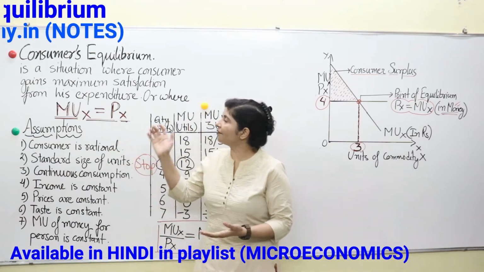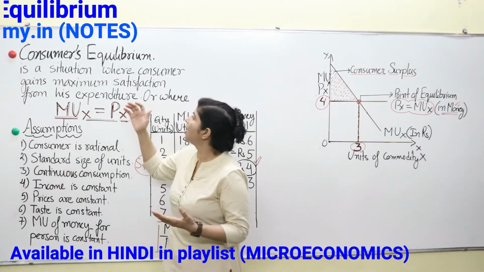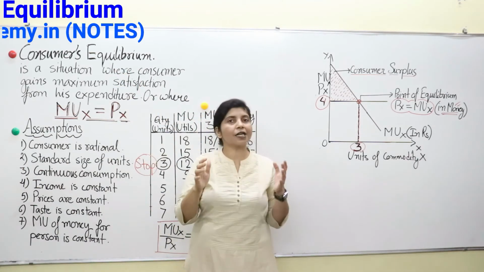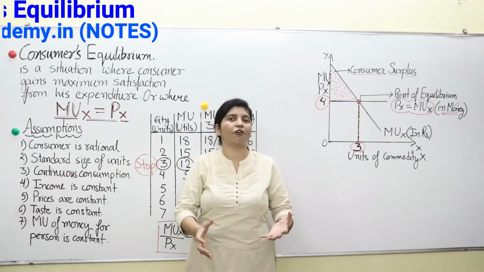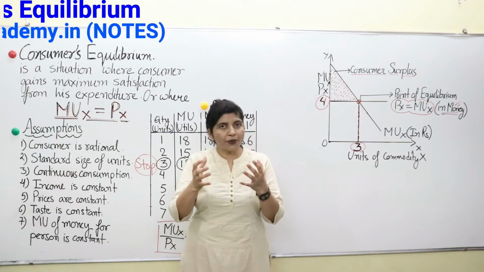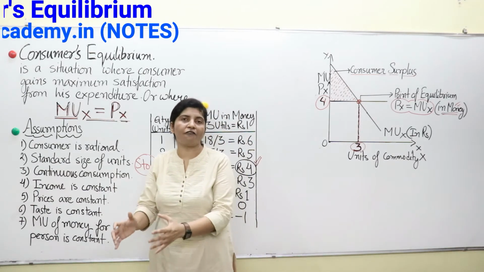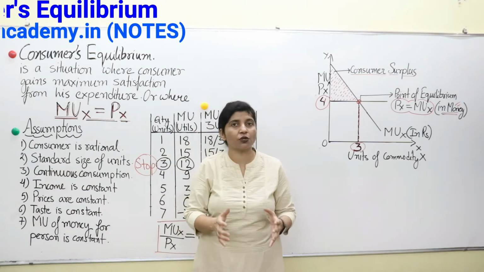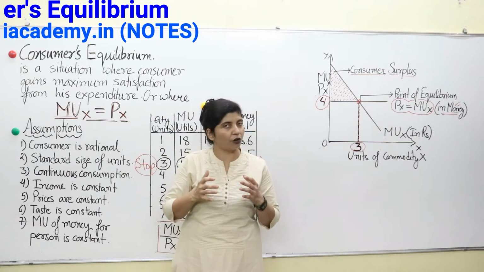Okay, let's start with our consumers' equilibrium. That's a very important topic and it's very easy as well. Consumers' equilibrium, what does it mean? A consumer is a person who buys certain things for gaining satisfaction, and utility is the satisfying power of any commodity. So we all buy things to gain utility or satisfaction from them.